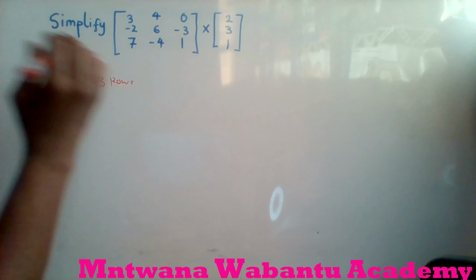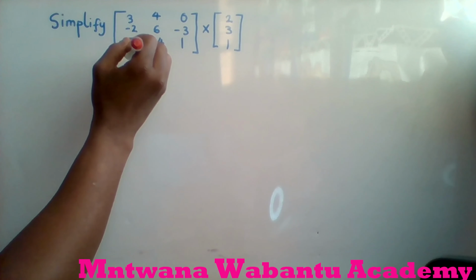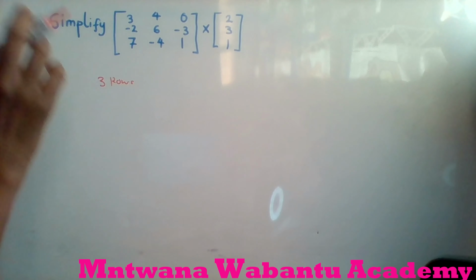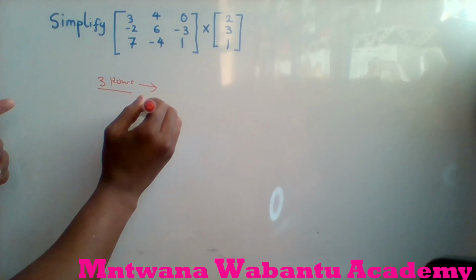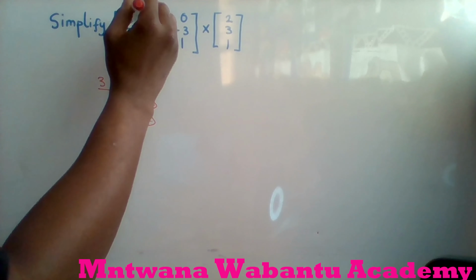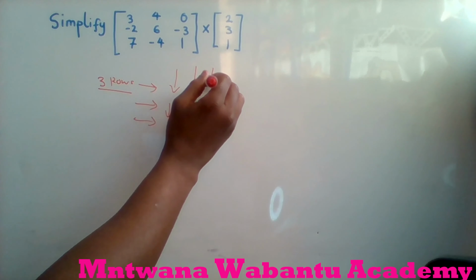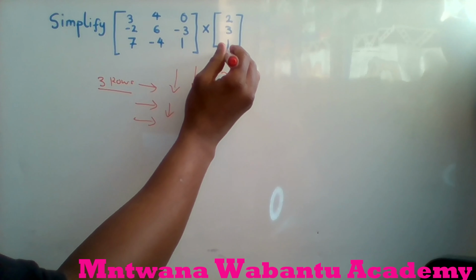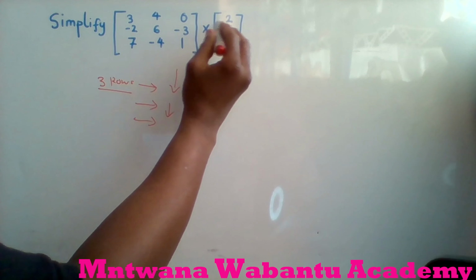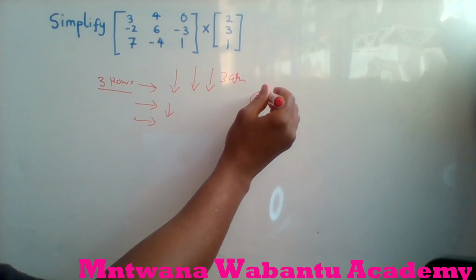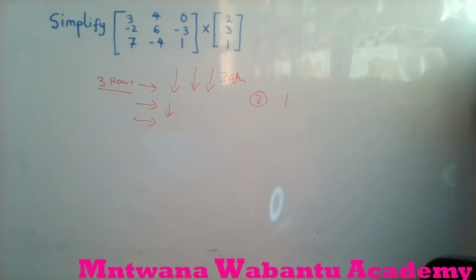Columns are the ones which are vertical. So how many columns do we have? 1, 2, 3. So the first matrix has 3 rows, which are horizontal, and vertically we have 3 columns. The second matrix, how many rows? 1, 2, 3. So you have 3 rows. Second matrix, how many columns? Only 1 column. So now we have to multiply these terms.